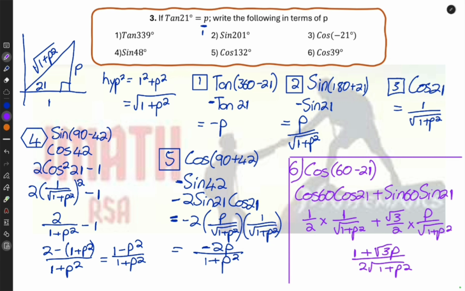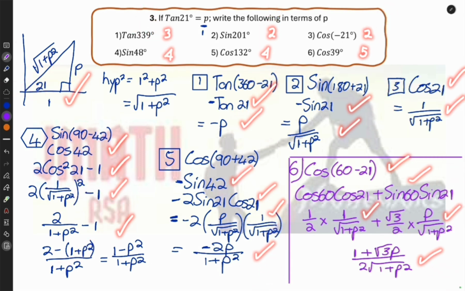Okay, guys, so I know this is complicated and it seems very, very tricky, but just always try to get it back to 21 and then use your formulas. Let's mark. Question 1 would be 3 marks, 1 for the triangle and Pythagoras, and then a mark for reduction and a mark for your answer.